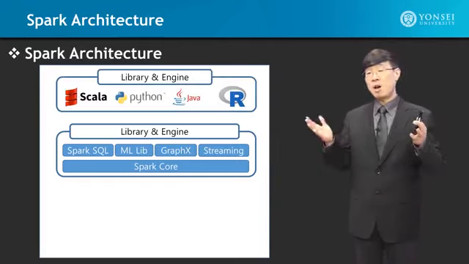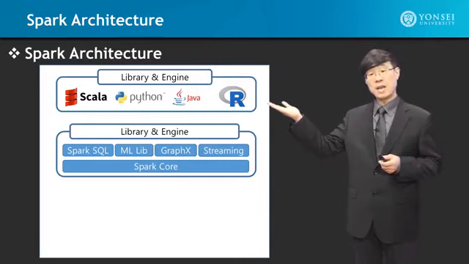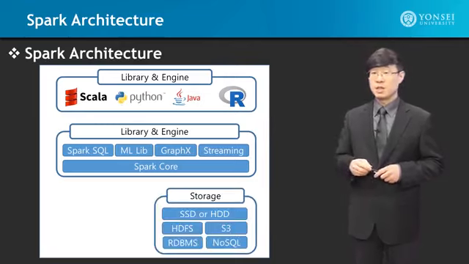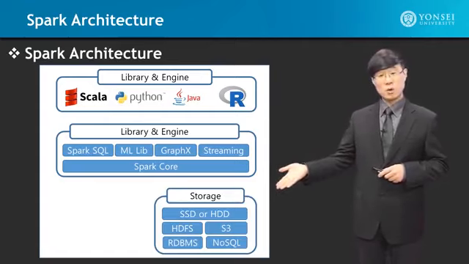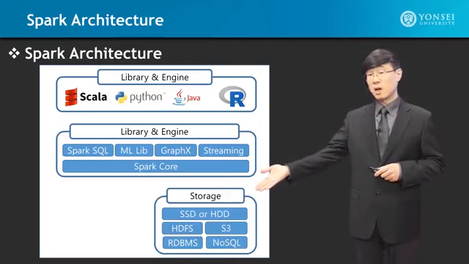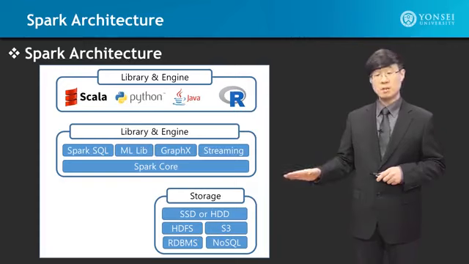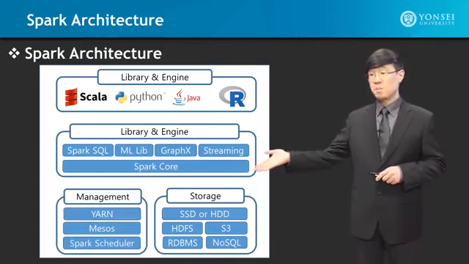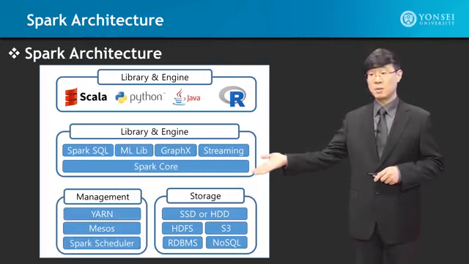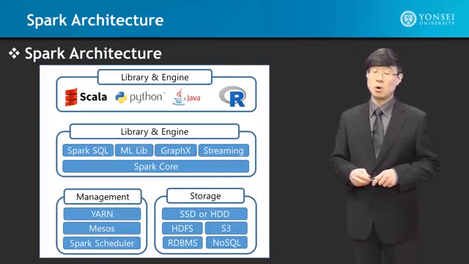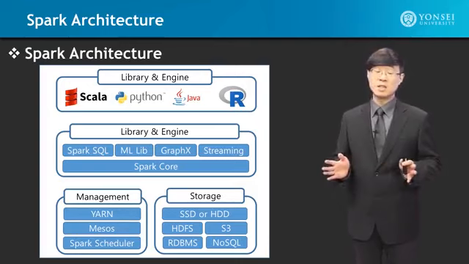Then, what makes all of this work together is the library and engines, the APIs, which include programming based on Scala, Python, Java, and R. In addition, there are the storage engines which are required. It's either on solid-state disk or hard disk drive, also HDFS, S3 from Amazon, RDBMS, and NoSQL. These are the storage mechanisms. In addition, management based upon Yarn, Mesos, and Spark Scheduler can be used to control and manage the cluster. We will look into the details of all of this.